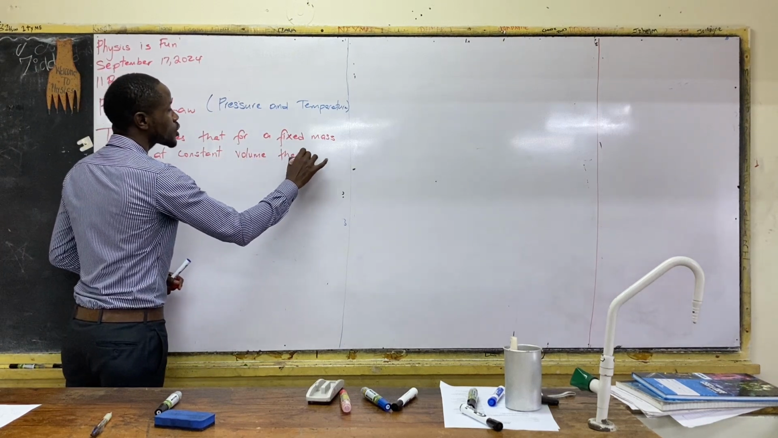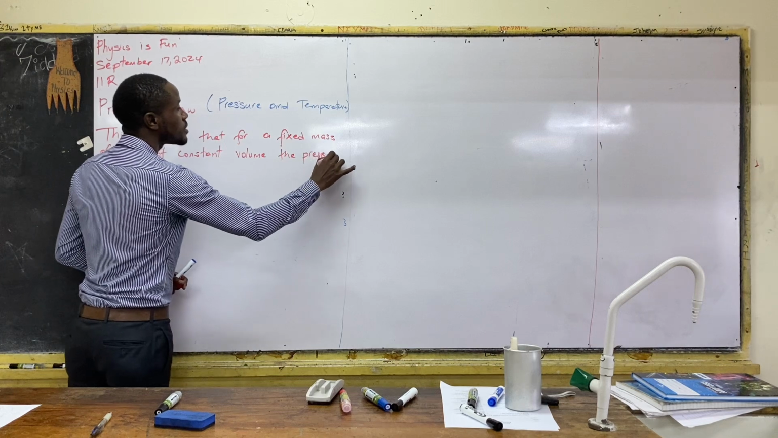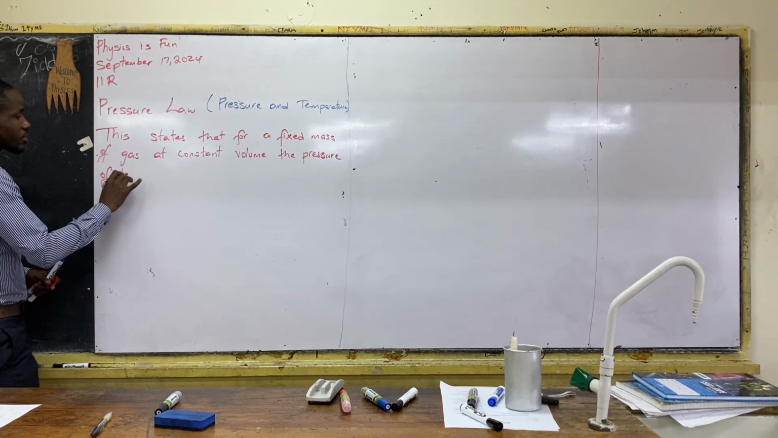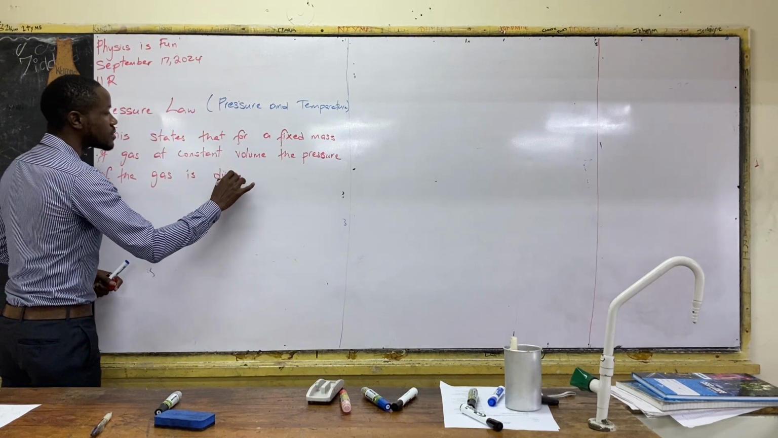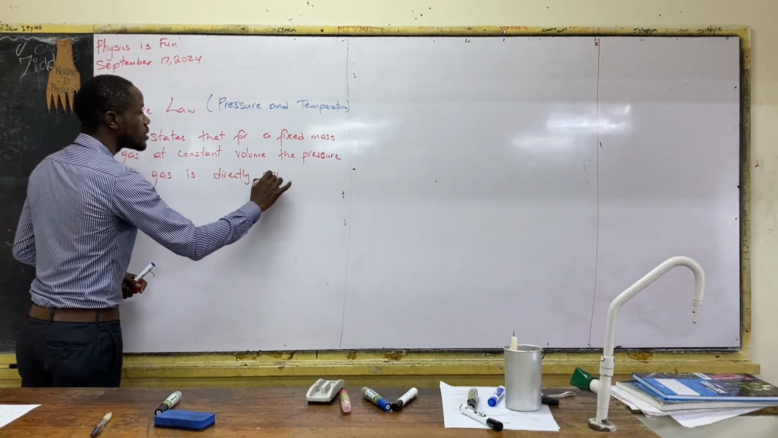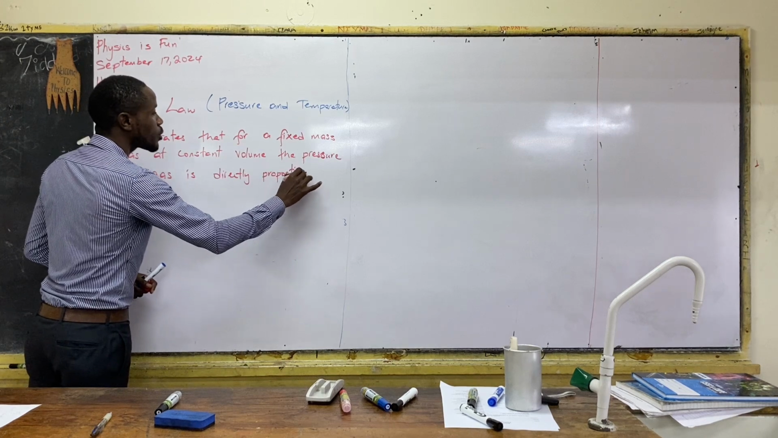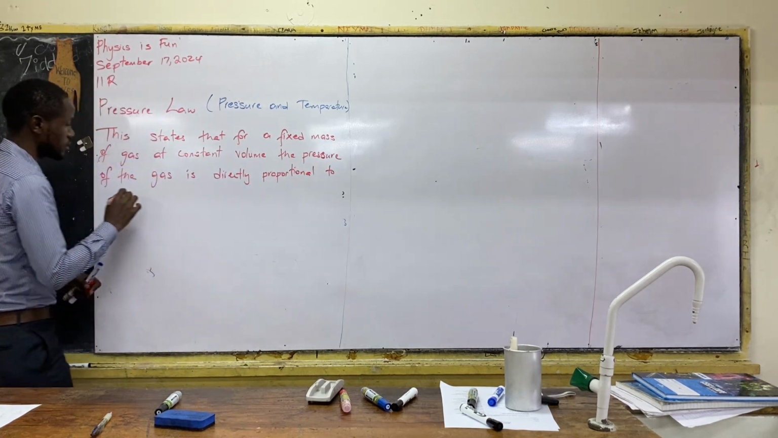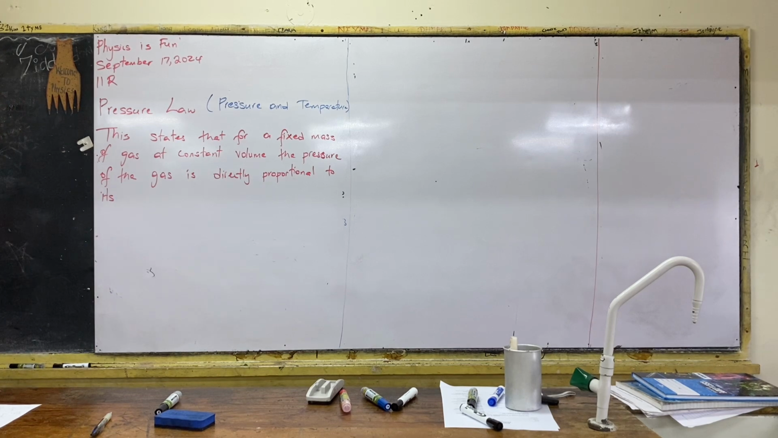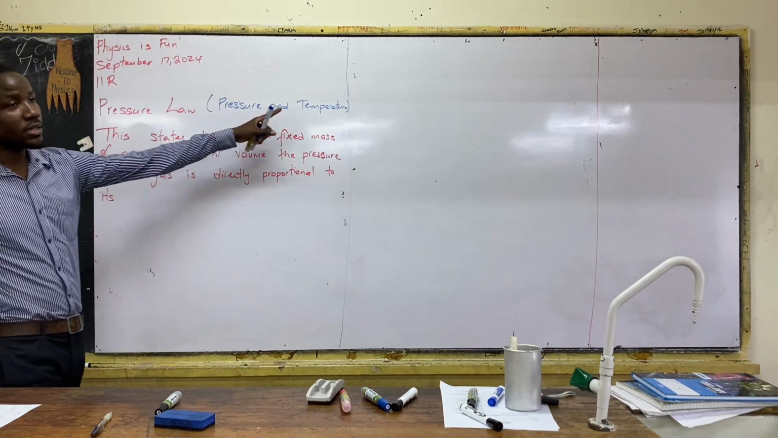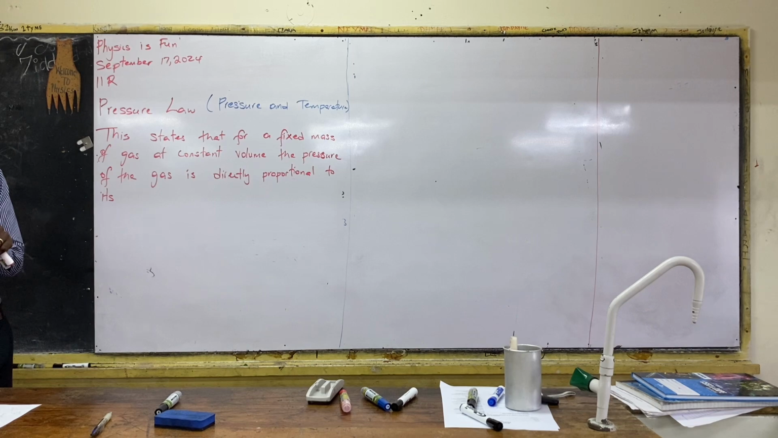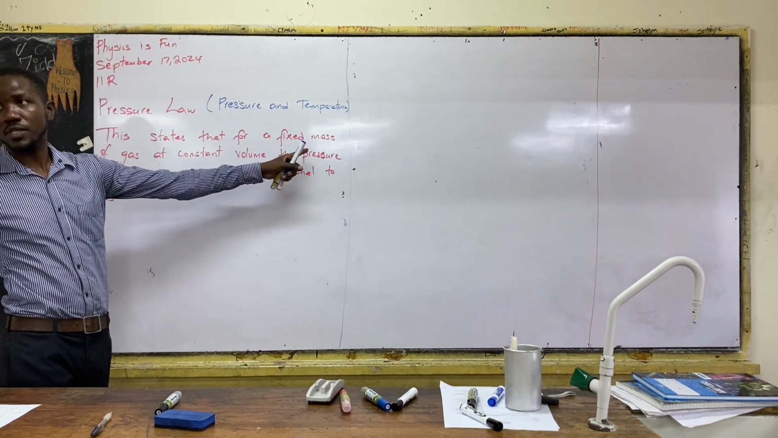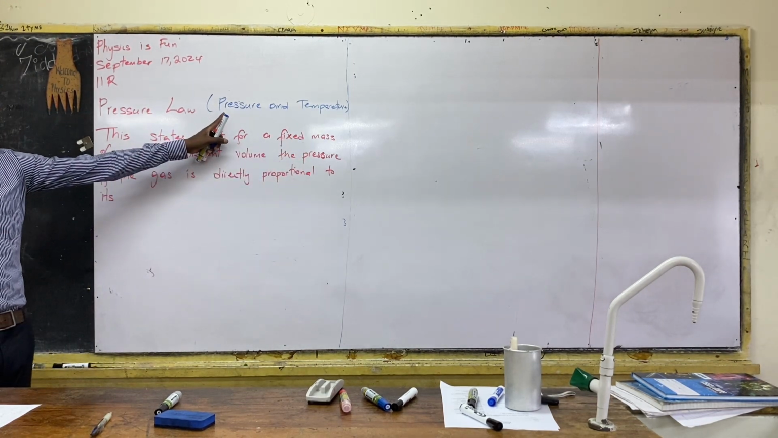the pressure of the gas is directly proportional to what? To its what? The mass is fixed. To its what? Again, pressure and temperature. The volume is fixed. The volume and the mass is fixed. Right? So we're looking at the relationship between the pressure and the temperature.